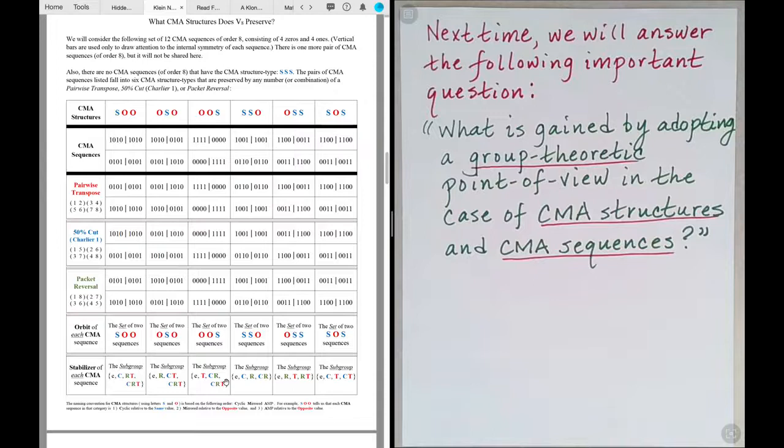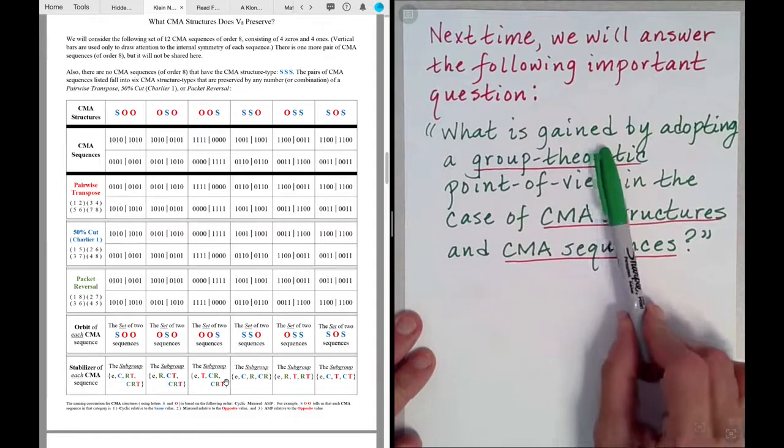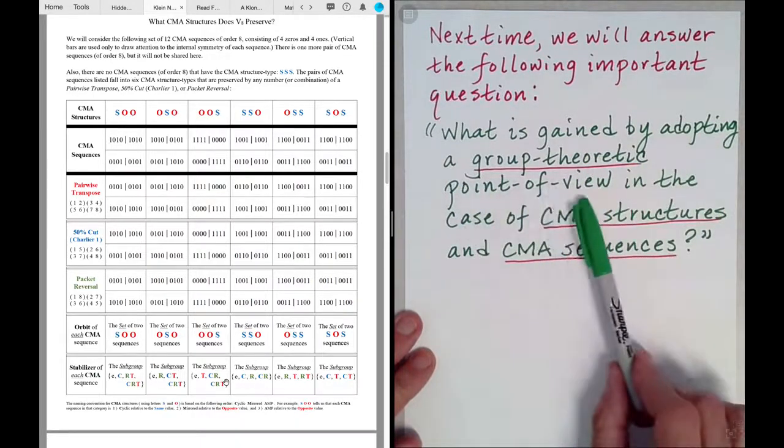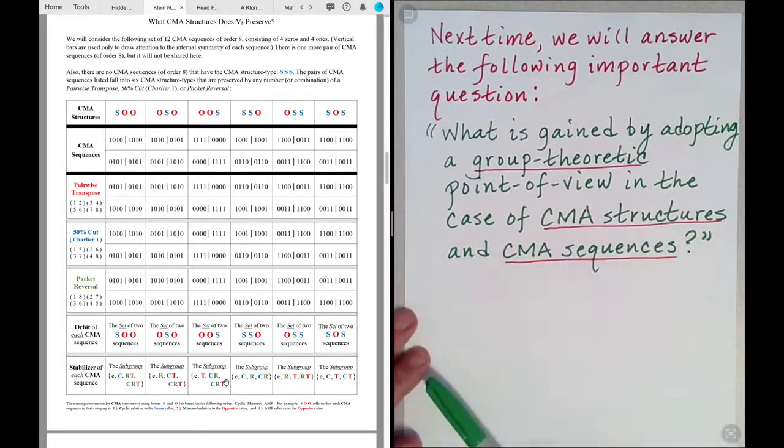Now, before we finish, it's important to talk about what will be the central focus of our next class video. We will be answering a very important question. What is actually gained by adopting a group theoretic point of view in the case of CMA structures and CMA sequences? Okay, because it's required quite a bit of work to bring in group theory, which is fairly sophisticated mathematical machinery. What is that bringing to the table that we didn't have before in our study of CMA structures and CMA sequences?